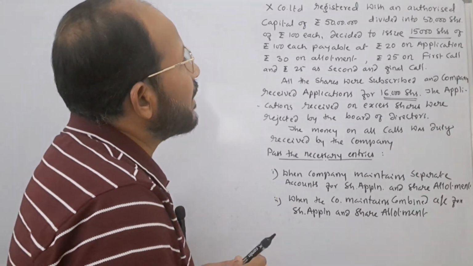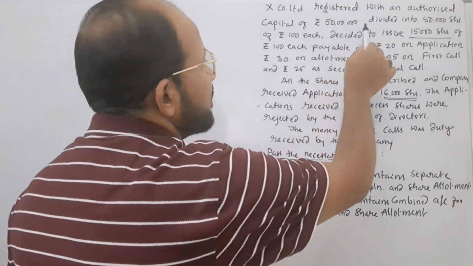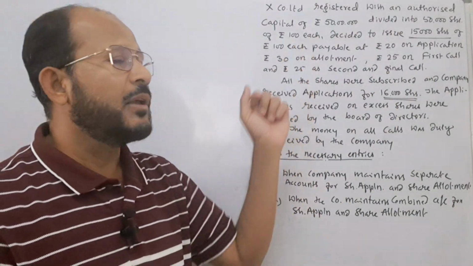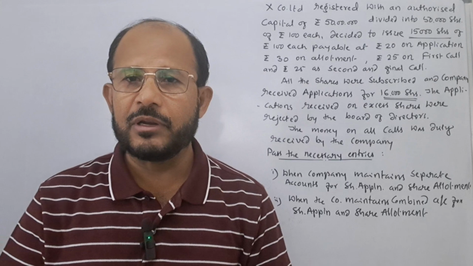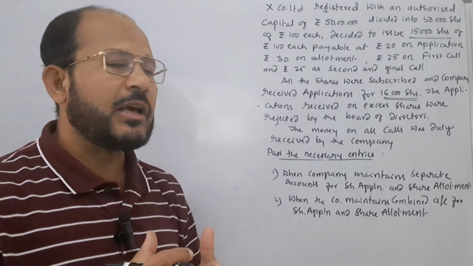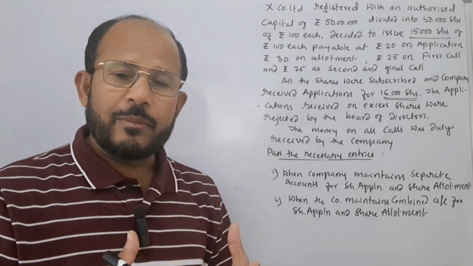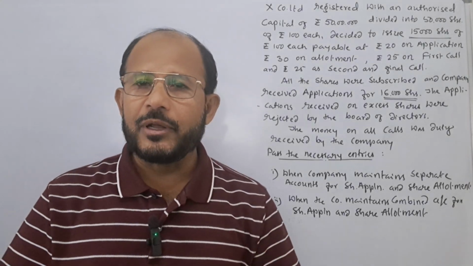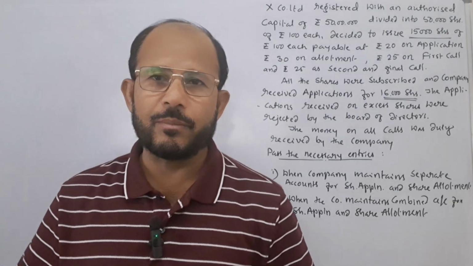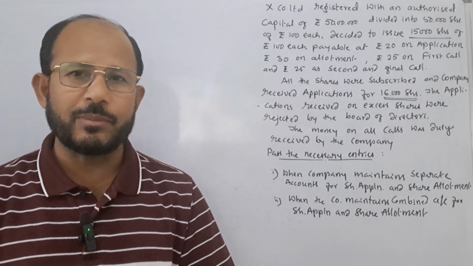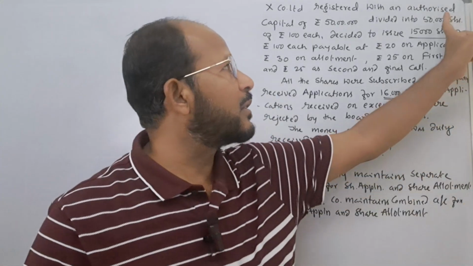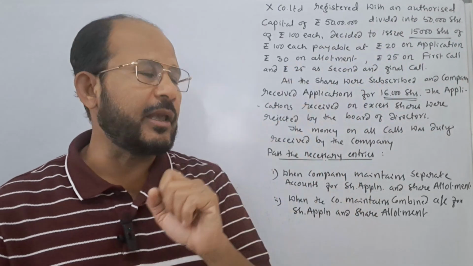X Company Limited registered with an authorized capital of rupees 50 lakhs divided into 50,000 shares of rupees 100 each. This is the information which is given about the authorized capital of the company. What is the authorized capital here? Authorized capital is called the registered capital. This is the maximum amount of capital which a company can raise by selling the shares to the public. Here, the company is authorized to sell how many shares? 50,000 shares of rupees 100 each.